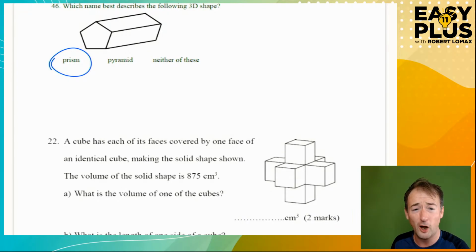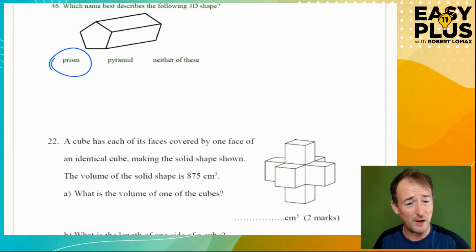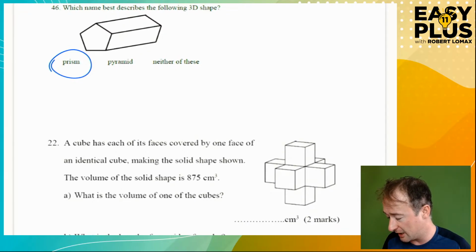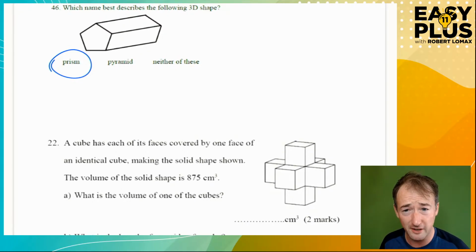Okay? So it's a horrible question. It's useful to talk about because it's just a bit of exam common sense. If you have to say neither of these, you really have to write next to it that it is taller at the back or something, because otherwise the examiner will just mark it wrong. Okay? The answer they're looking for is clearly prism.